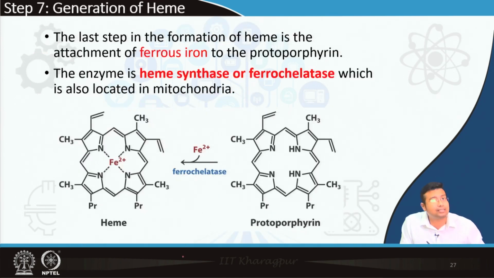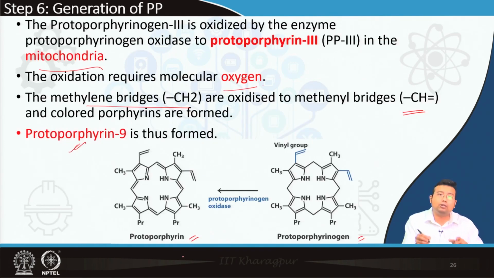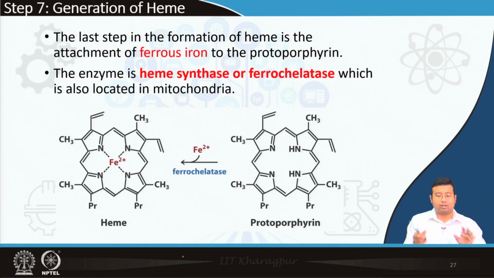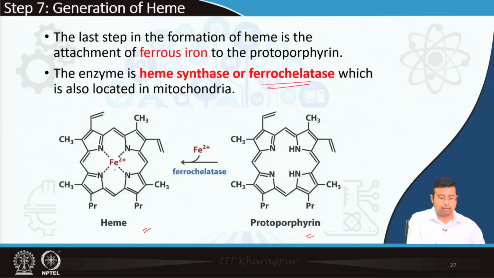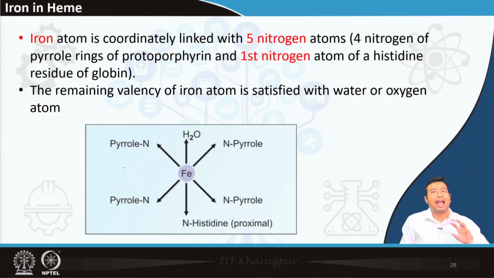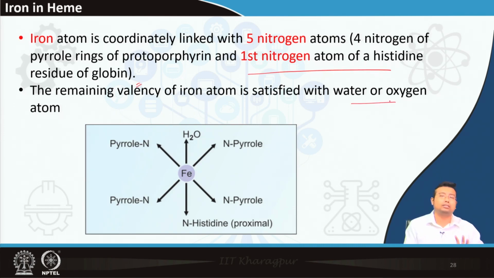We have almost reached the last step, because, as I told you, heme is actually ferroprotoporphyrin. So now iron needs to get inside. Iron, by the action of the enzyme ferrochelatase or heme synthase, is getting accommodated, and protoporphyrin forms heme. All right. If we look into the valency of iron, it is attached to the 4 nitrogens, and the fifth is the nitrogen atom of histidine, and the remaining valency is satisfied with either water or oxygen, since the role of iron in heme is to carry oxygen. So the last valency is satisfied by oxygen or water.